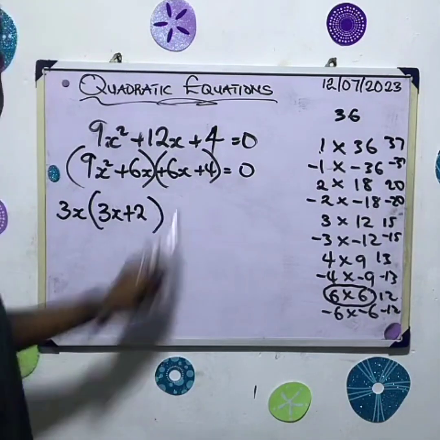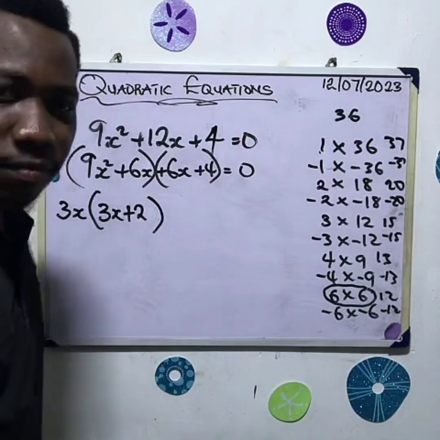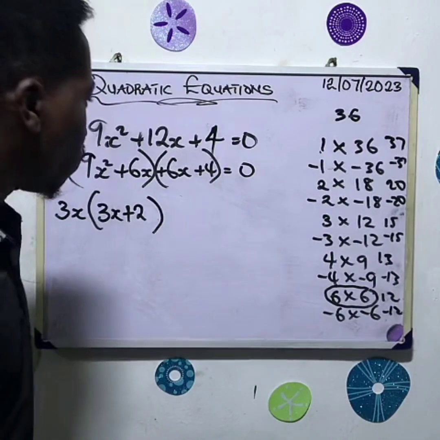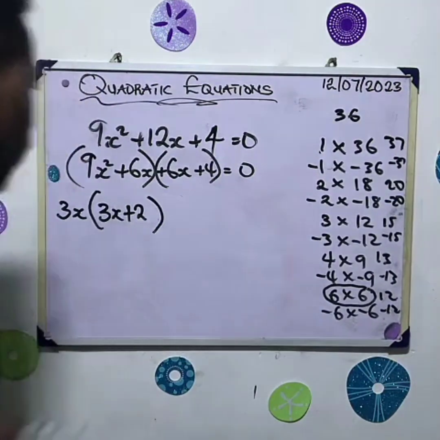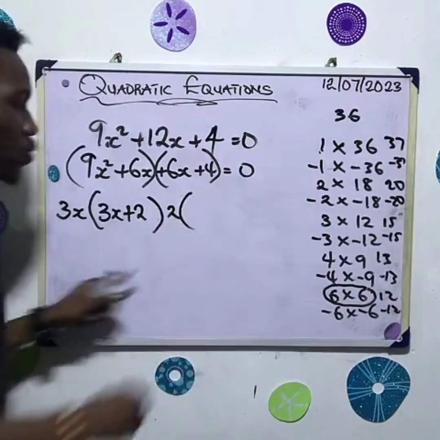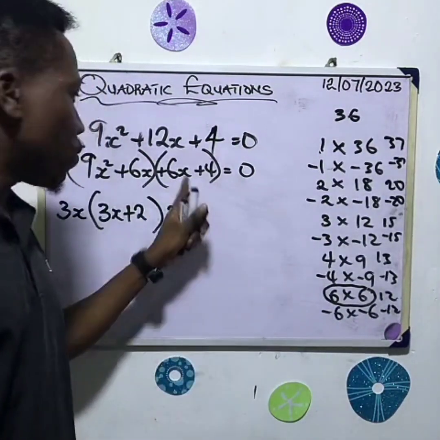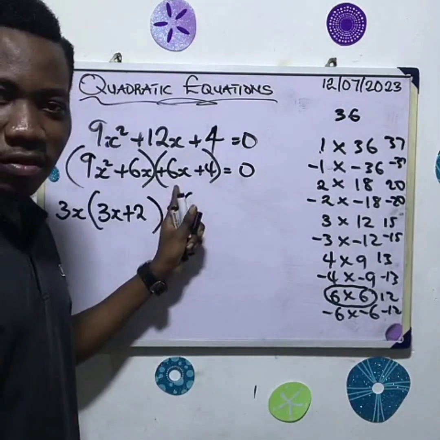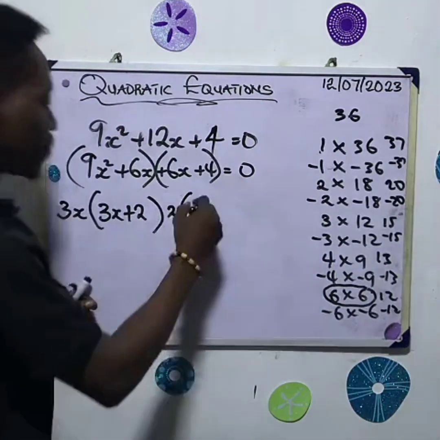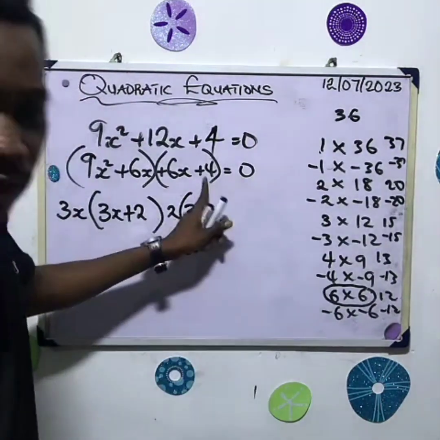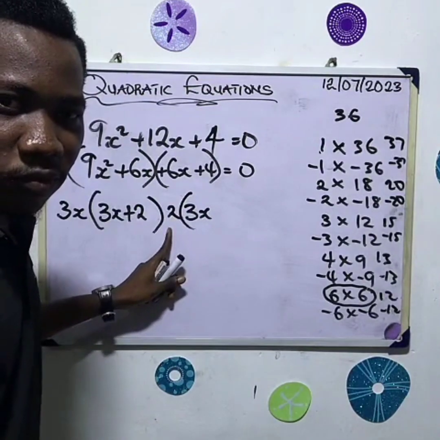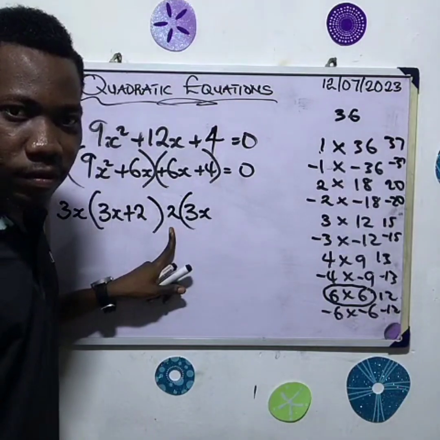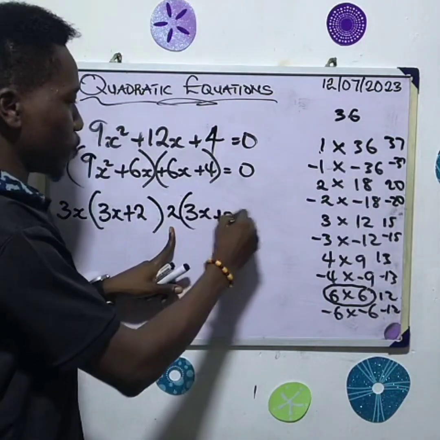Plus 6x plus 4. What's the highest common factor? Yeah, noted, thank you. So plus 6x plus 4, what's the highest common factor? 2. Okay, good. So we have 2. 2 times what will give us 6x? 3x. Okay. Now how about this one? 2 times what will give us plus 4? 2. Okay, good. Plus 2 equals 0.